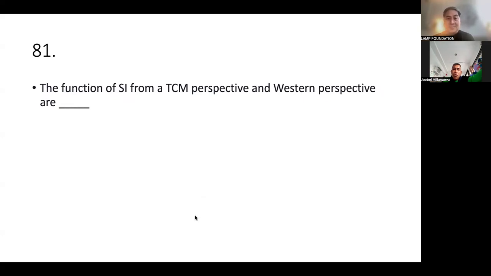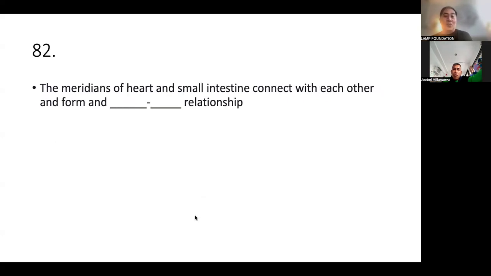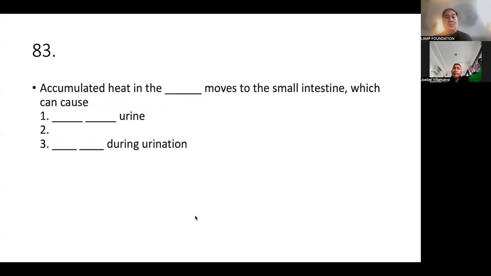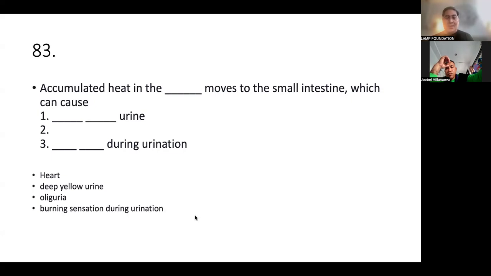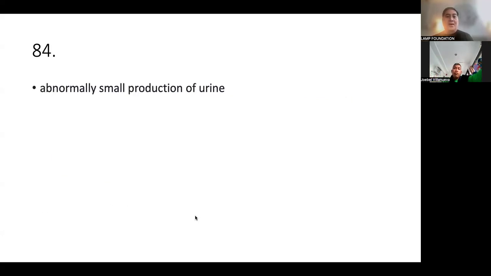They are absolutely similar. The meridians of the heart and small intestine connect with each other and form a blank-blank relationship. The external and internal relationship. Accumulated heat in the blank moves to the small intestine, which can cause what in the urine? The accumulated heat in the heart moves to the small intestine, which can cause deep yellow urine, oliguria, and a burning sensation during urination. The abnormally small production of urine is called oliguria.